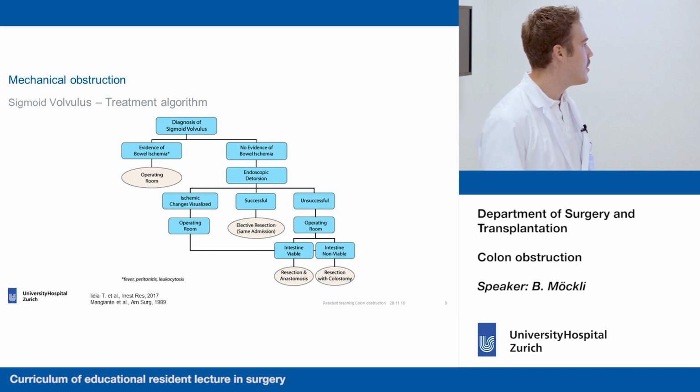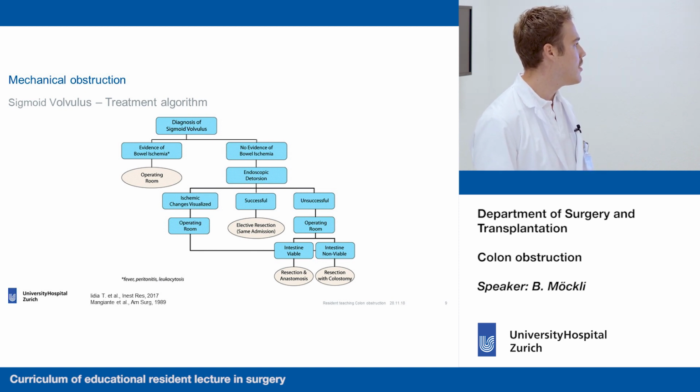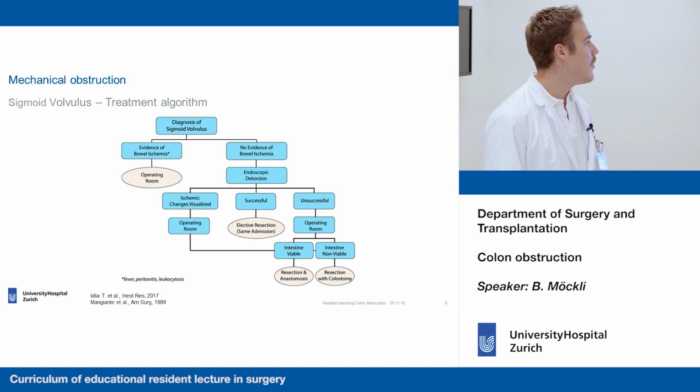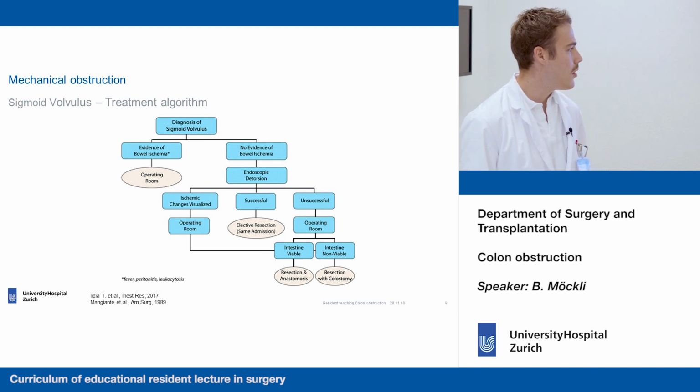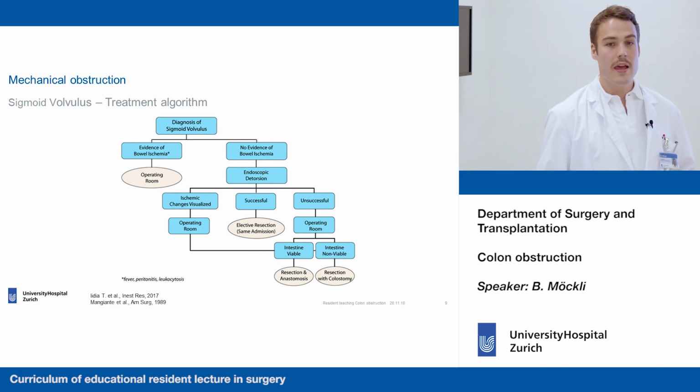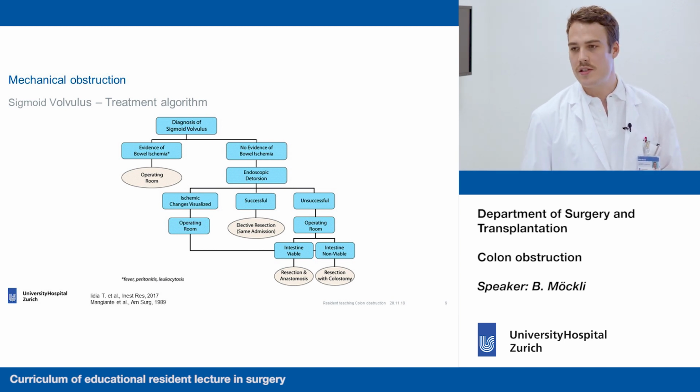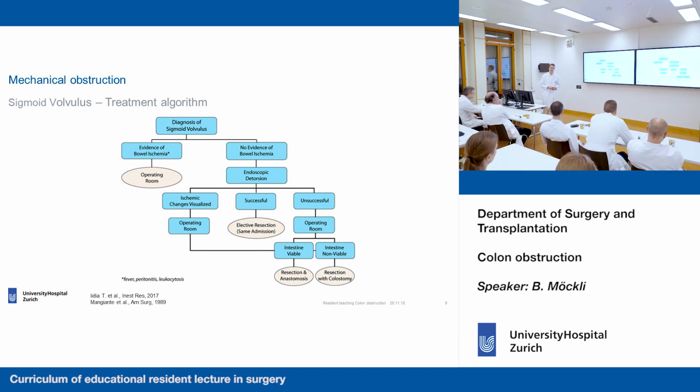If there are ischemic changes on the endoscopy, the patient needs to go to the operating room, or if the endoscopic detorsion is unsuccessful, the patient needs to go to the operating room as well. Once the decision is taken to go to the operating room, there are different surgical strategies available. It can be done laparoscopically or also open.